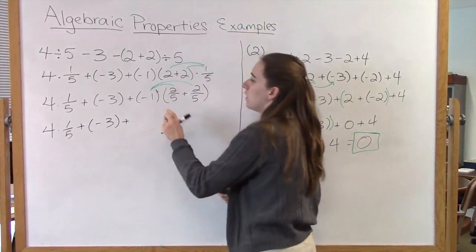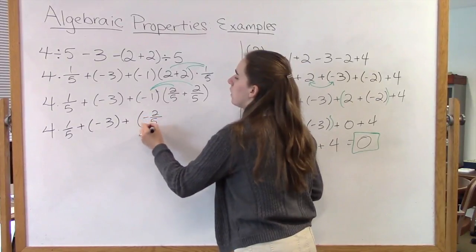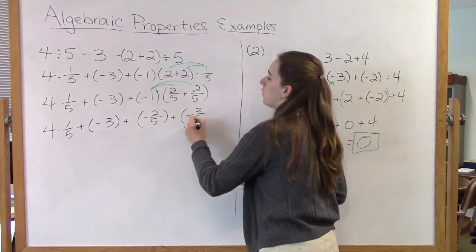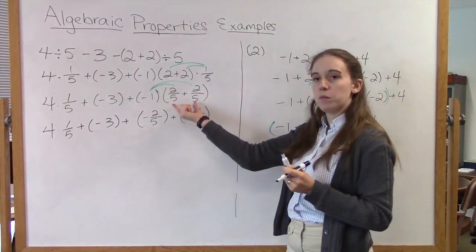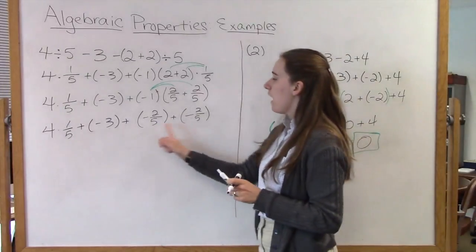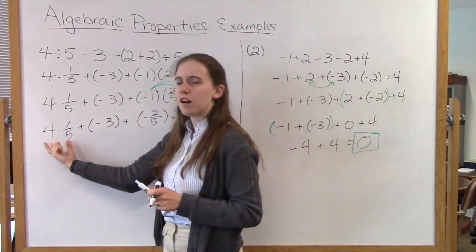But now instead of the plus -1 times that, I have plus -2/5 plus -2/5. I just multiplied each of these terms by -1. Now, notice I have fractions that are over 5 here, and I'm going to have one here also.